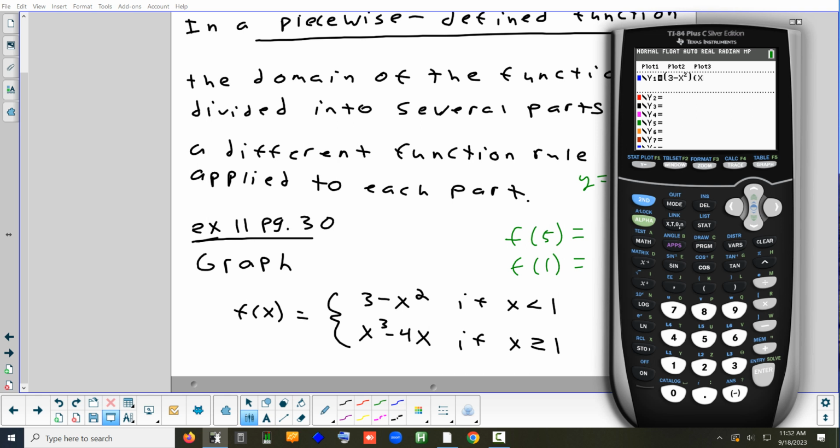Put an x. And now I have to show you where the less than sign is. Okay, the less than sign is under second math. In this case, we want the 5th one down. And then 1. Okay, let's do it again.